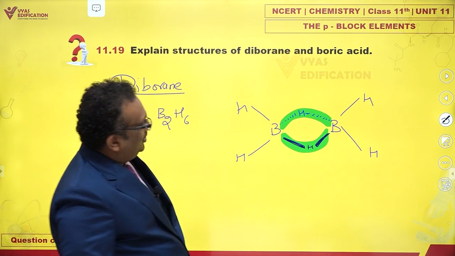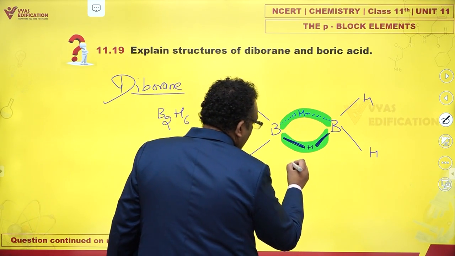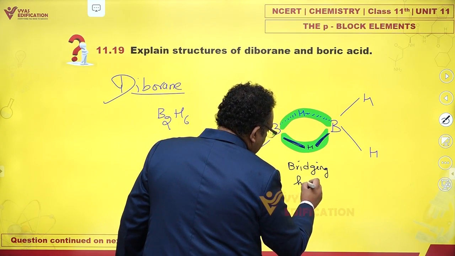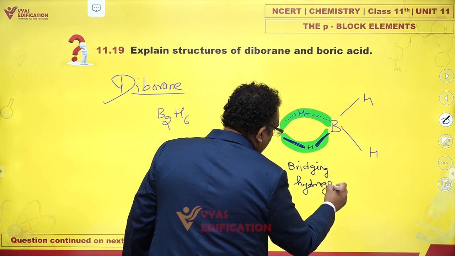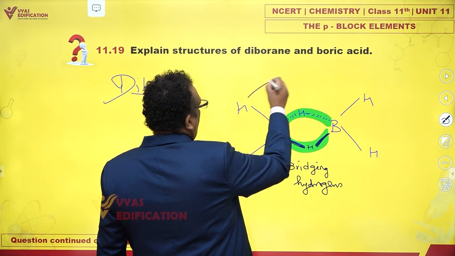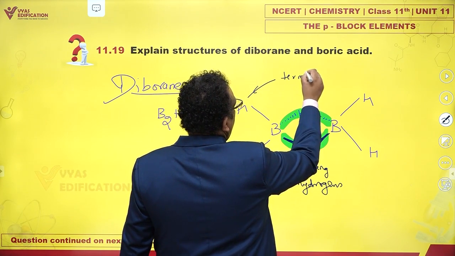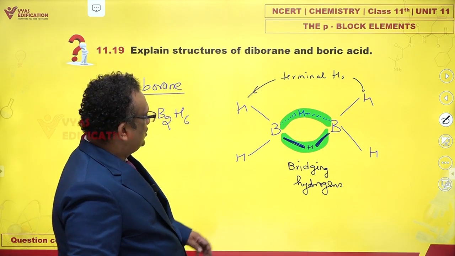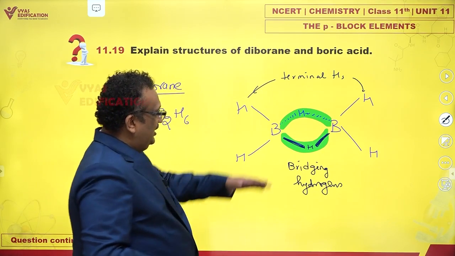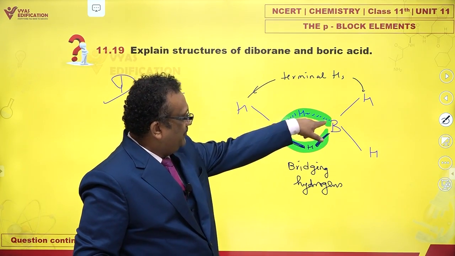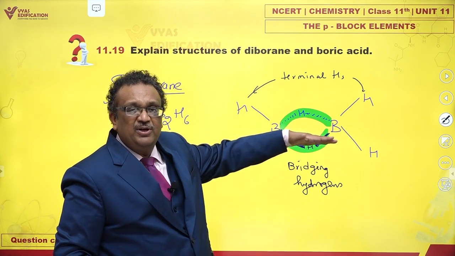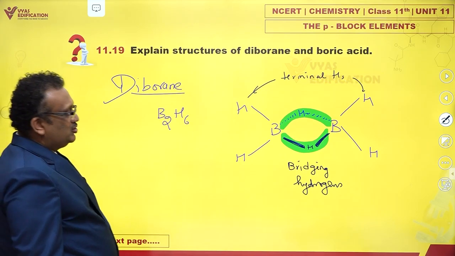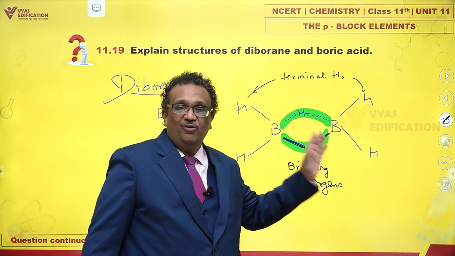Like this, you can draw them. These are called bridging hydrogens. And these are called terminal hydrogens. So overall, you would see that this BH is inside a perpendicular plane. So this is the way you should be able to view the overall structure of diborane.